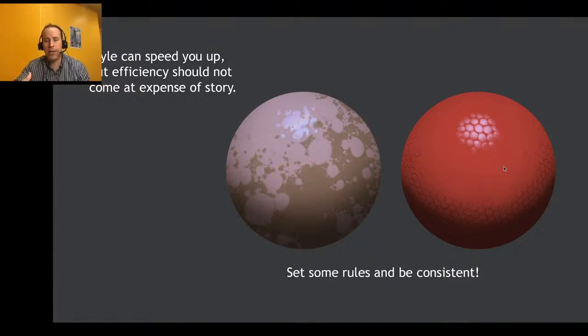And that has this sort of cell shaded quality to it that's really interesting. But once I set that rule and I paint one material that way, I can't go onto another material and go fully rendered with it. I'm going to have to keep that cell shaded vibe as I move forward. So you've got to be consistent.